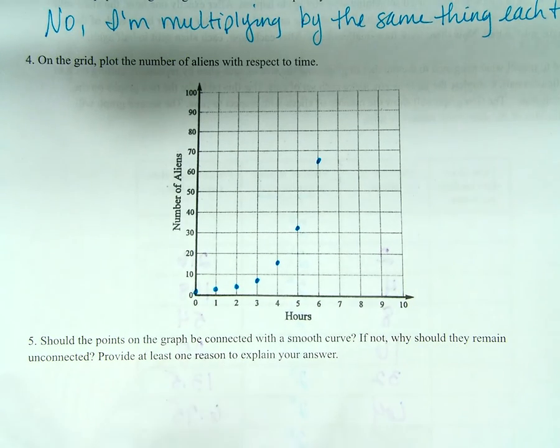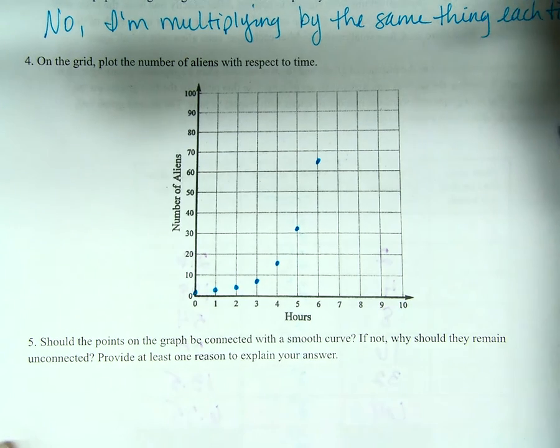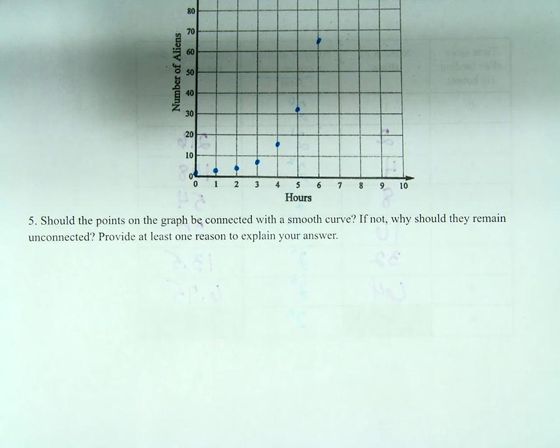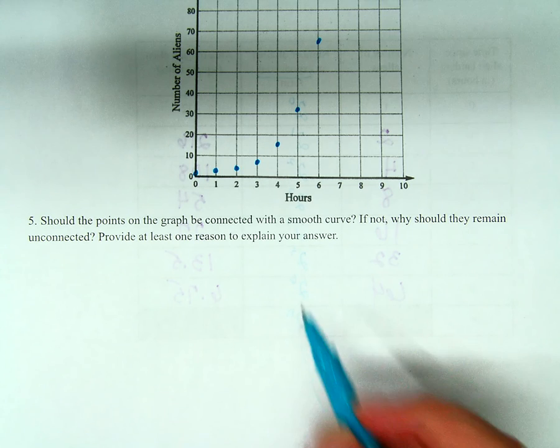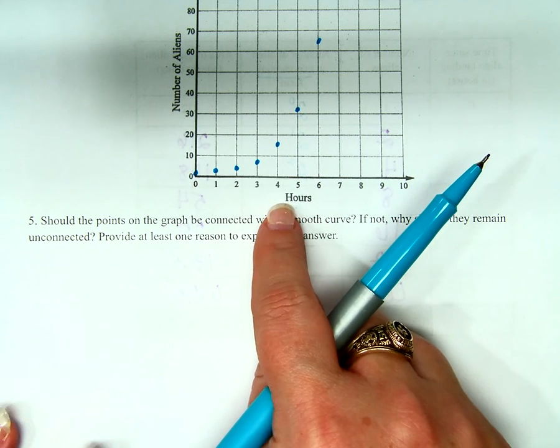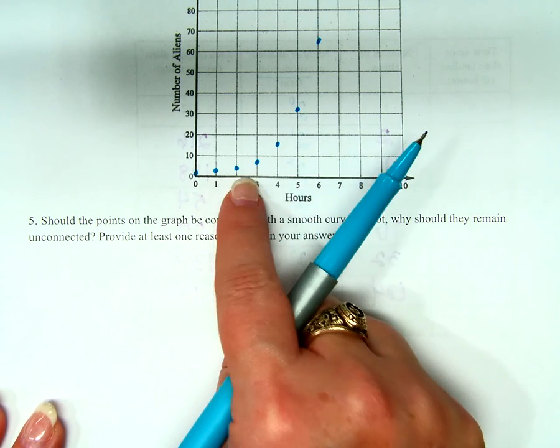Should the points on the graph be connected with a smooth curve? Why? Oh, so the alien only changes on the hour? Can you have minutes though? Can you have partial time? You can, but not in this problem, right? Yeah, like in the grand scheme of things, yes, you can have minutes. But in this problem, we don't talk about minutes because the alien only changes on the hour, right?